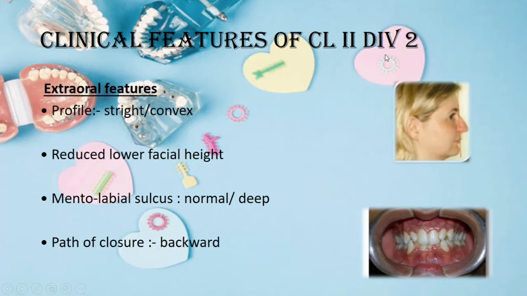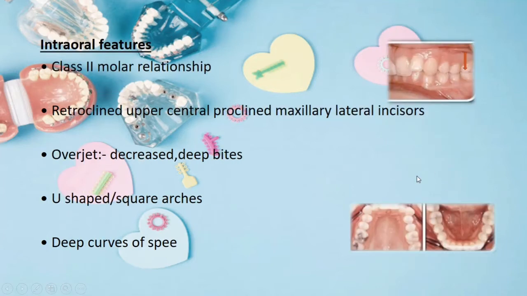Clinical features of Class 2 division 2: profile will be straight or convex, reduced lower facial height, mentolabial sulcus normal or deep, and the path of closure will be backward. Intraoral features: Class 2 molar relationship, retroclined upper central incisor but proclined upper lateral incisor, overjet decreased, deep bite, arch will be U shape and deep curve of Spee.